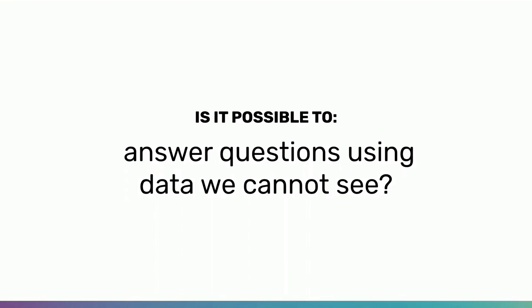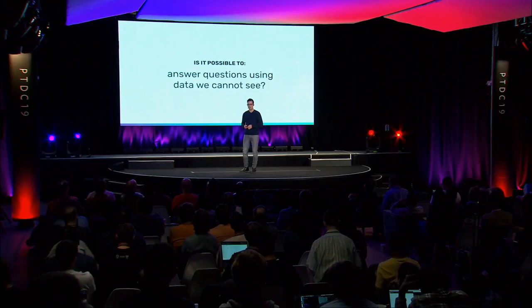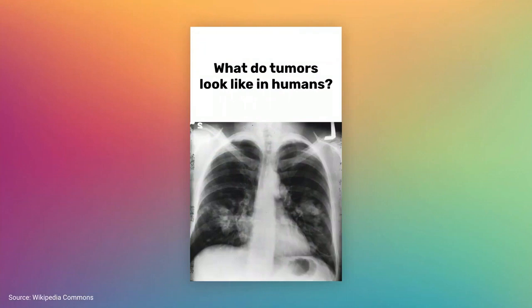Specifically, we're going to be asking the question, is it possible to answer questions using data that we cannot see? Using data that we don't have access to. Let's start with an example. So let's say we wanted to answer the question, what do tumors look like in humans?